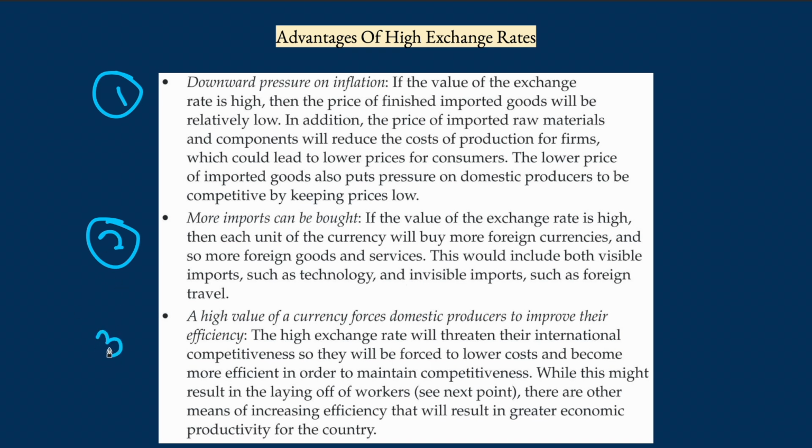And number 3, a high value of a currency forces domestic producers to improve their efficiency. Kind of continue the same idea here. The high exchange rate will threaten their international competitiveness, and so they will be forced to lower costs and become more efficient in order to maintain competitiveness. And while this might result in the laying off of workers, there are also other means of increasing efficiency that will result in greater economic productivity for the country.